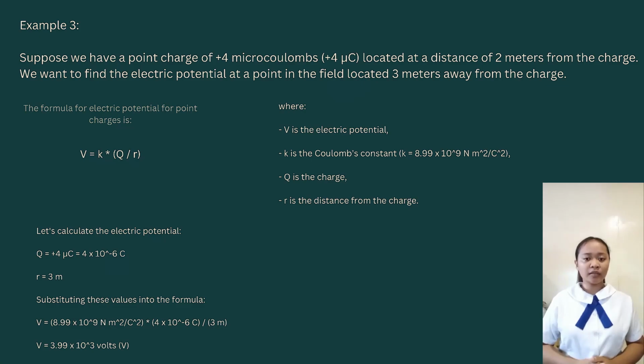Now, let's calculate the electric potential. Q is equal to positive 4 microcoulombs, and it will become 4 times 10 raised to the power of negative 6 coulombs. The 10 raised to the power of negative 6 is already given as microcoulomb, and R is 3 meters. Substituting these values into the formula, V is equal to 8.99 times 10 raised to the power of 9 times 4 times 10 raised to the power of negative 6 over 3. The answer will become 1.20 times 10 raised to the power of 4 volts.